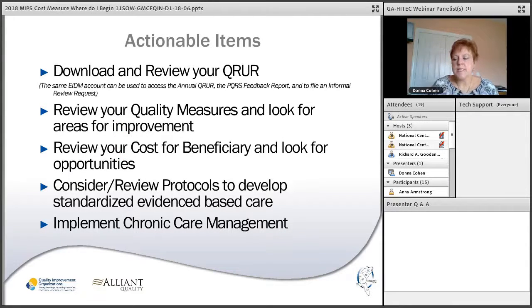So, actionable items. I always like to end the presentation with things that you can do, and hopefully you've learned some things from this presentation that you can take away and implement in your office. If you've not downloaded and reviewed your QRUR report, obviously that's the first thing you need to do, making sure that you have an EIDM account with the right access to access your QRUR report. Review your quality measures and look for areas of improvement. What areas are you scoring low in, and what's some opportunity there? Review your cost per beneficiary and look for opportunities.